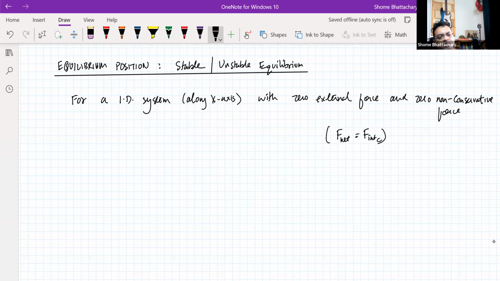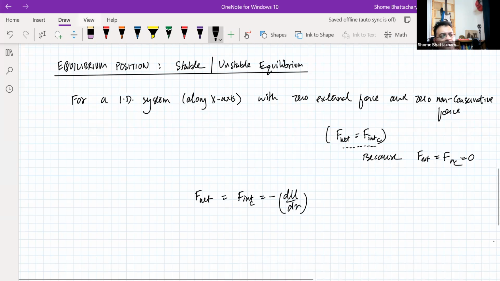So for that type of a one-dimensional system, where external force and non-conservative forces are absent, the net force acting on a particular body is the internal conservative force. So for this type of system, the net force, which is the internal conservative force, is minus dU by dx.